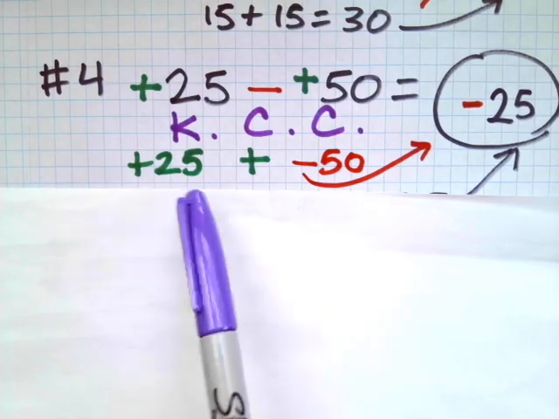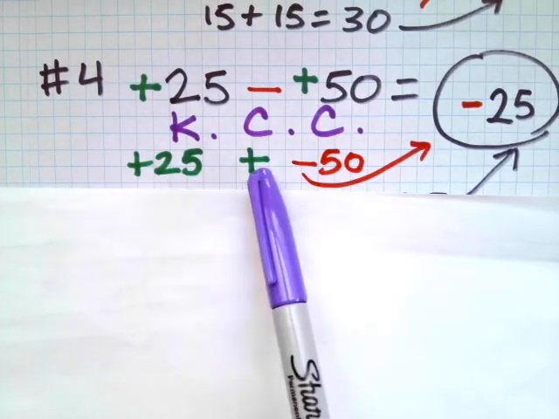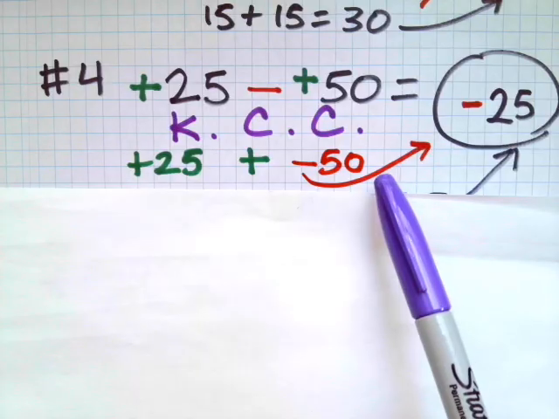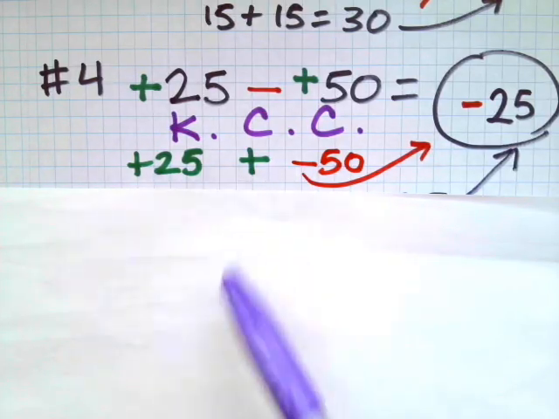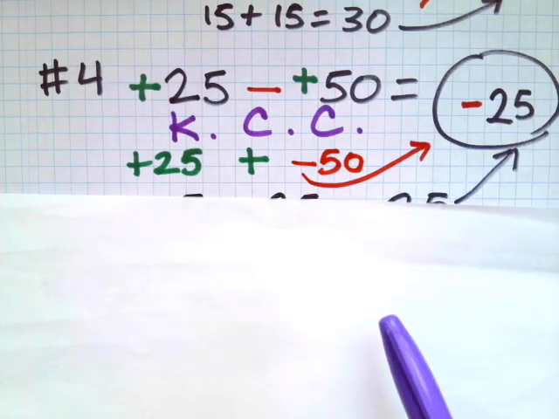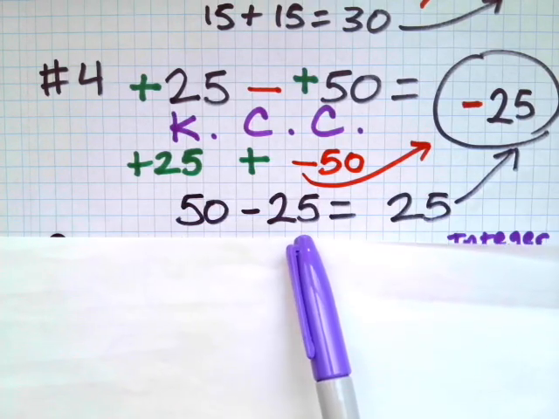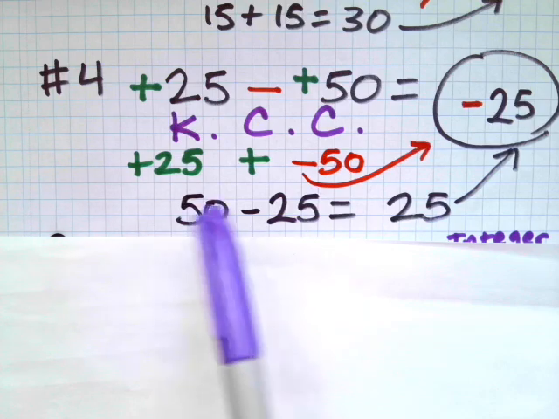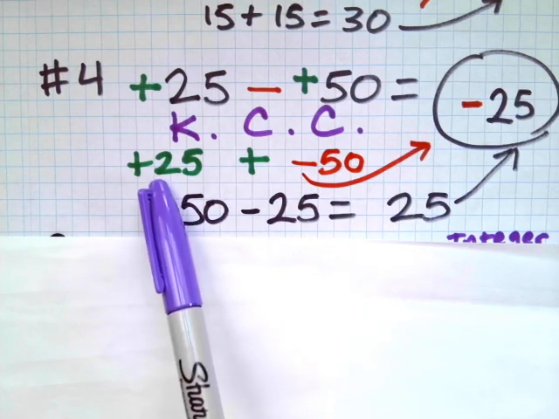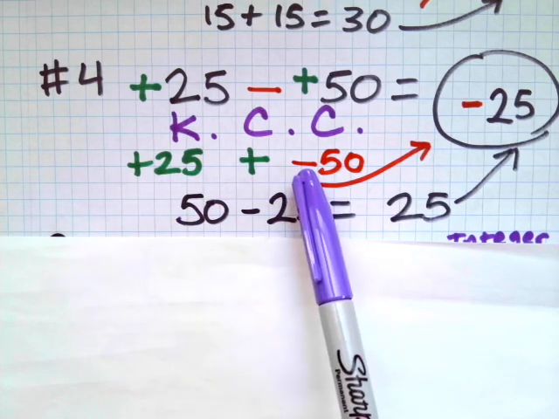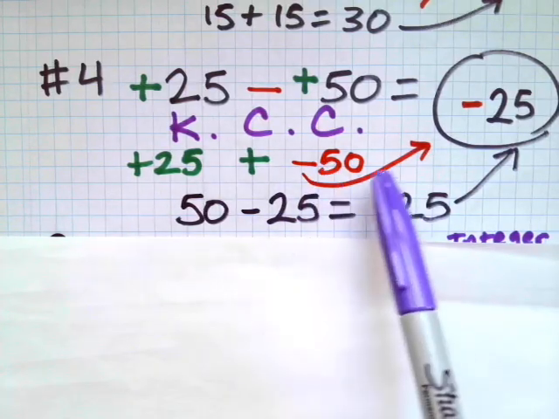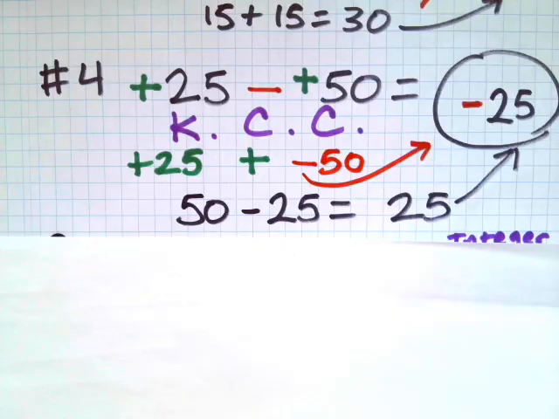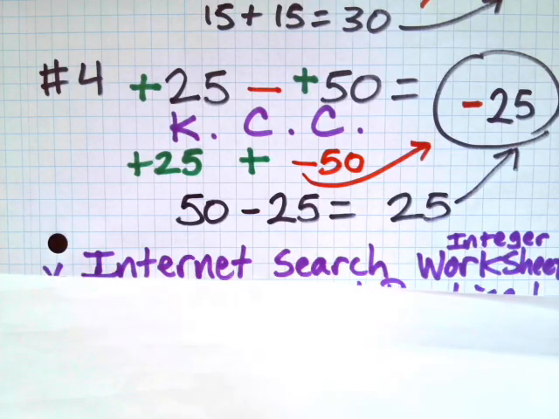Now you're going to follow the addition rules. Same signs, add. These are different signs, so you subtract. I'm going to subtract 25 from 50. That leaves me 25. Are there more positives or more negatives? Well, I've got 50 negatives versus 25 positives. I'm going to keep that negative in my answer.